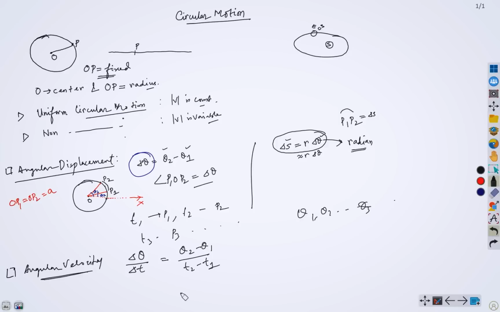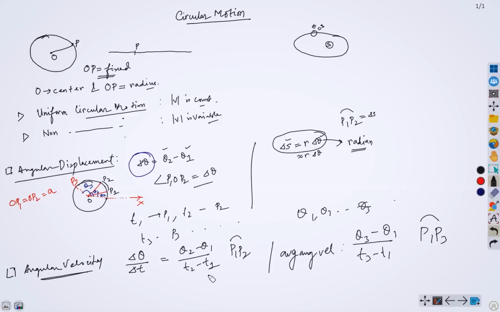If the particle moves from position P1 to P3, let's say it comes here and makes an angle theta 3 with respect to the horizontal axis, the x-axis. In this case, the average angular velocity of the particle is theta 3 minus theta 1 upon t3 minus t1, along this arc. Similarly here, along this arc, you have to mention this. So the average angular velocity along this arc is this one.